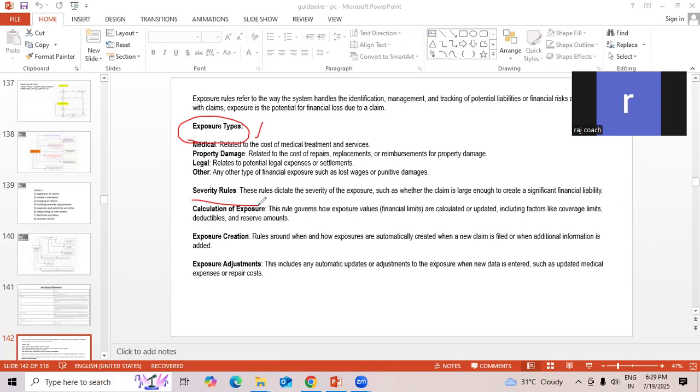These include any automatic updates or adjustments to the exposure when there is any new data that we are entering. For example, you are updating medical expenses or repair cost. These are all part of exposure adjustments. So these are the different exposure rules, severity rules, all these. They will be used, especially in a business analyst role, when we are trying to understand the business rules, all that. Under the Guidewire Claim Center, this is something that we must be good with.